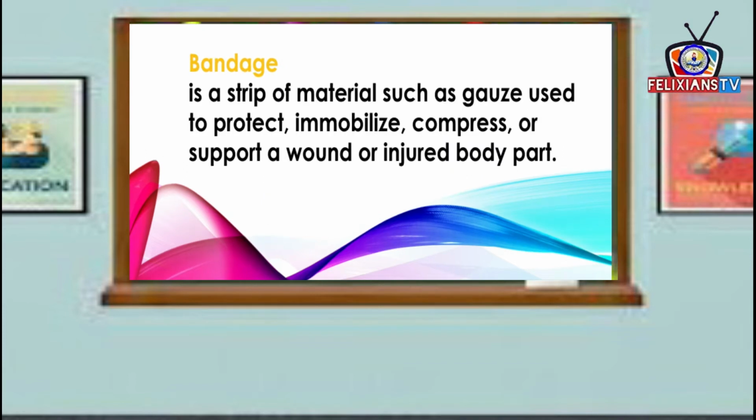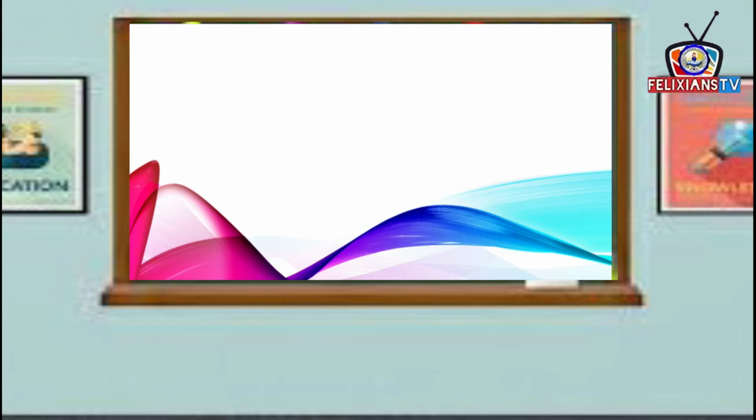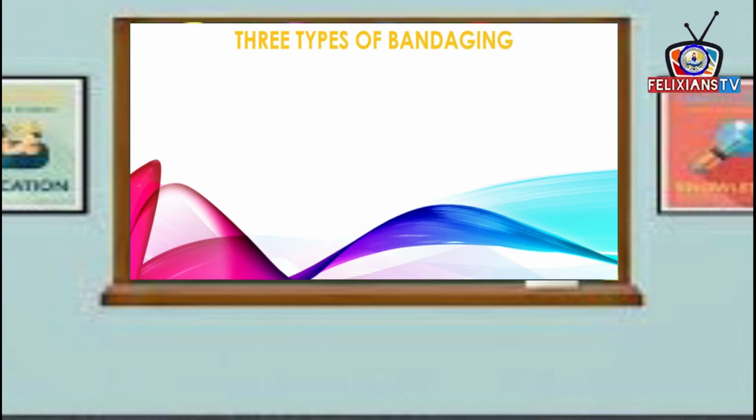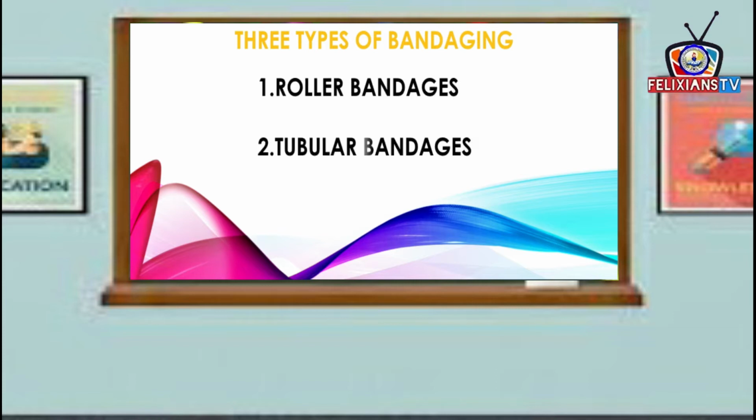Bandage is a strip of material used to protect, mobilize, compress, or support a wound or injured body part. Three types of bandaging. First, roller bandages. Second, tubular bandages. Third, triangular bandages.